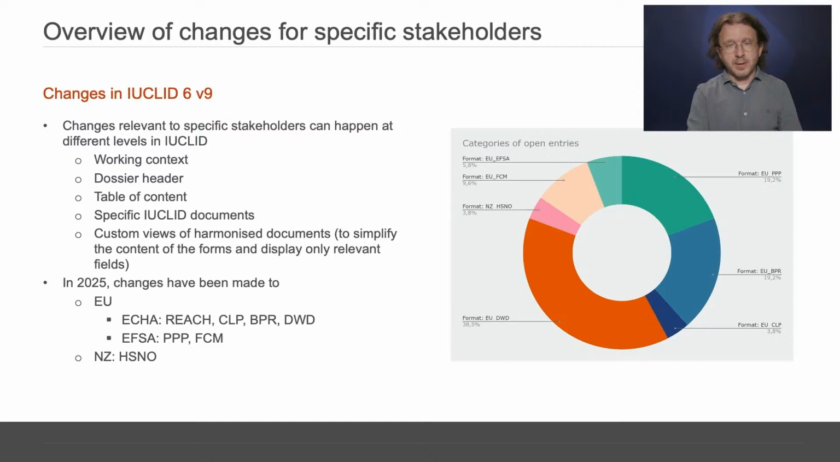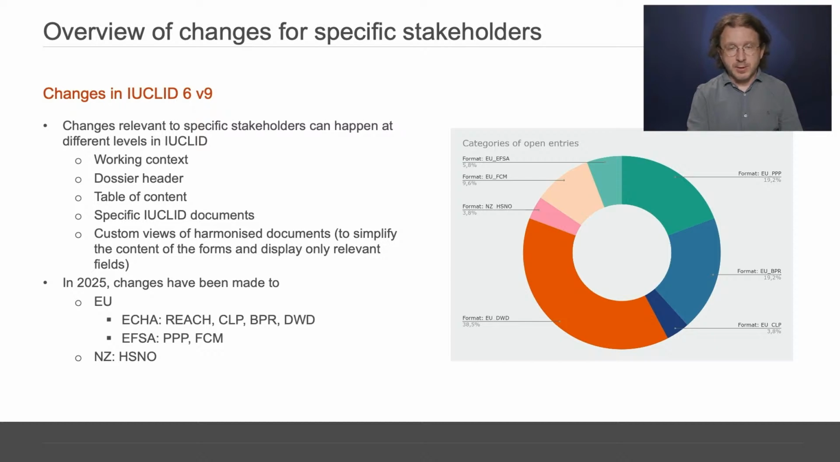You can see here in these slides the type of changes that were made to specific stakeholders. And I wanted to start with the type of changes that we make to customize EUCLID for a specific regulatory context. These changes start by the working context. You can select a working context when you work with a substance or a mixture dataset or an article dataset. You can also specify some information about the context of your submission in the dossier header. This is what we can customize also, depending on the regulation.